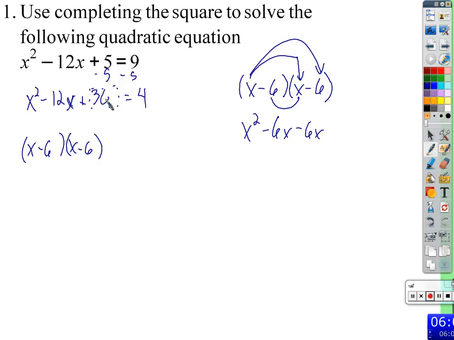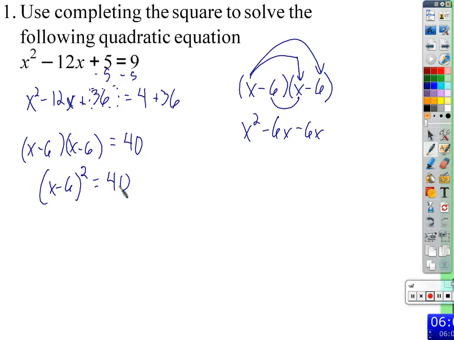36. So we've added 36, which was not part of the original equation. We have added a new 36 to the left side, so we need to add 36 to the right side. So 36 plus 4 is 40. Here it is, the whole reason why we did this, so we can write it as x minus 6 squared.